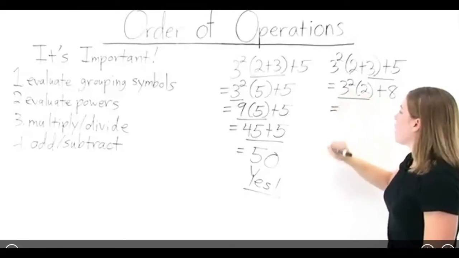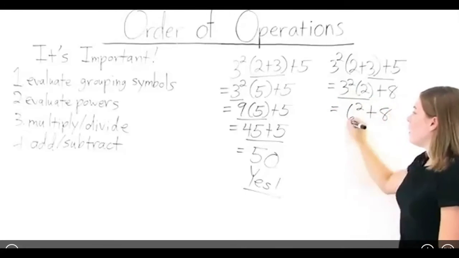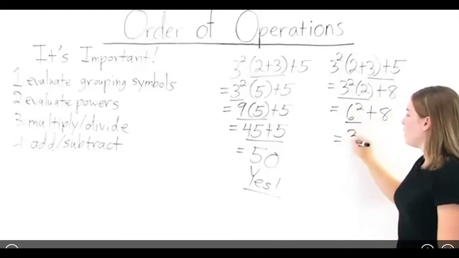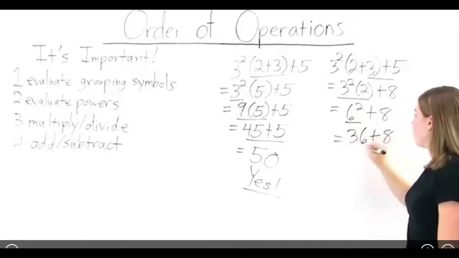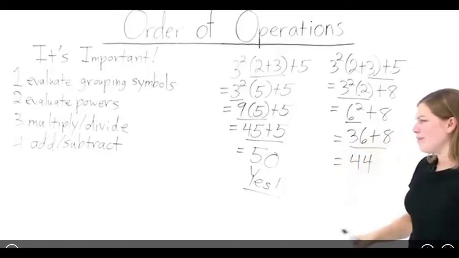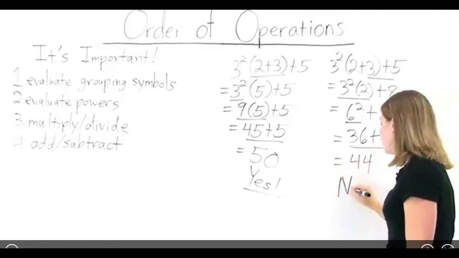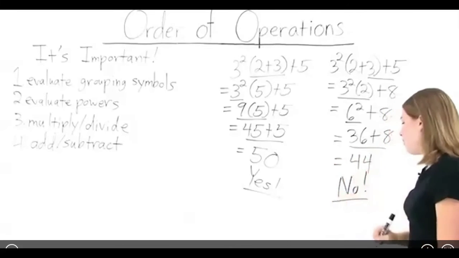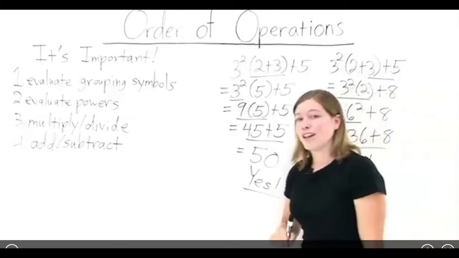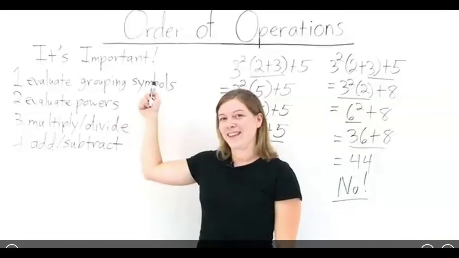Well, let's multiply these two together. We get 6 squared plus 8. Now evaluate 6 squared to get 36 plus 8, and add the two together to get 44. Ooh, 44. We didn't use the order of operations, so we got the wrong answer. So, know the order of operations and know it's important.